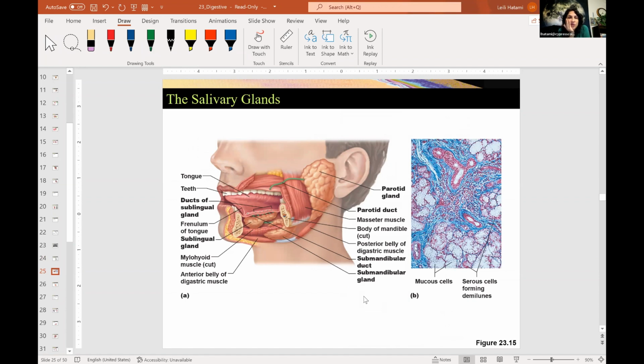Okay, then we are going to talk about the salivary glands, which are part of the accessory organs of the digestive system. We have the parotid gland, which is the largest salivary gland. It is found outside of the oral cavity, but it sends its duct into the oral cavity. The parotid gland is found anterior and a little bit inferior to the ear. It's a very large gland, found anterior to the masseter muscle as well. Its duct pierces the buccinator muscle and goes into the oral cavity.